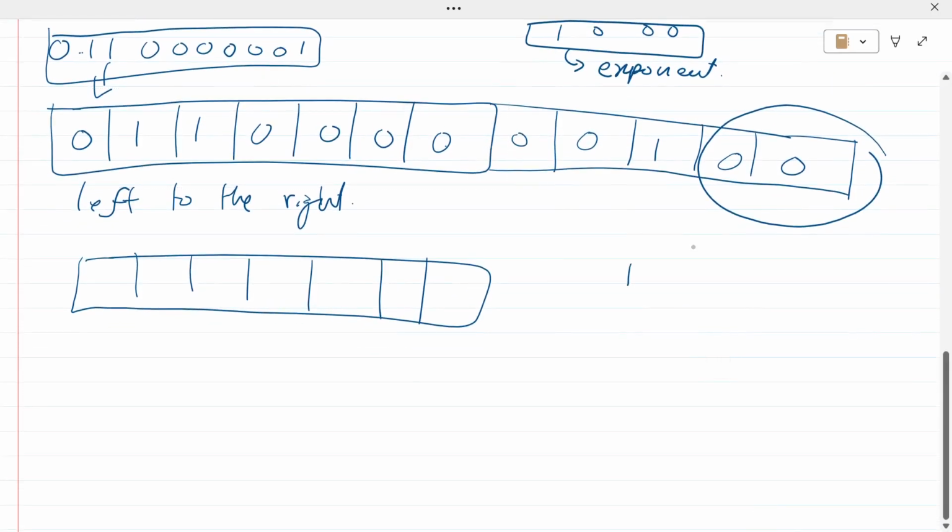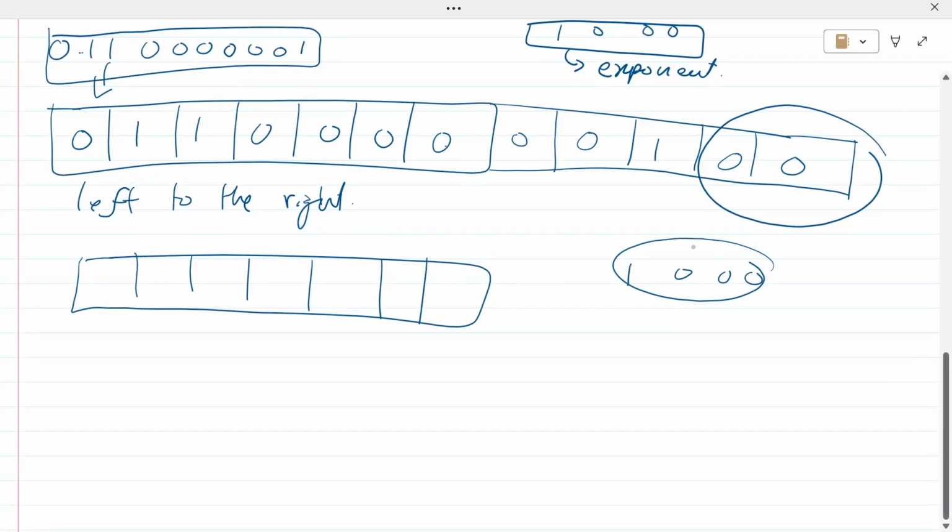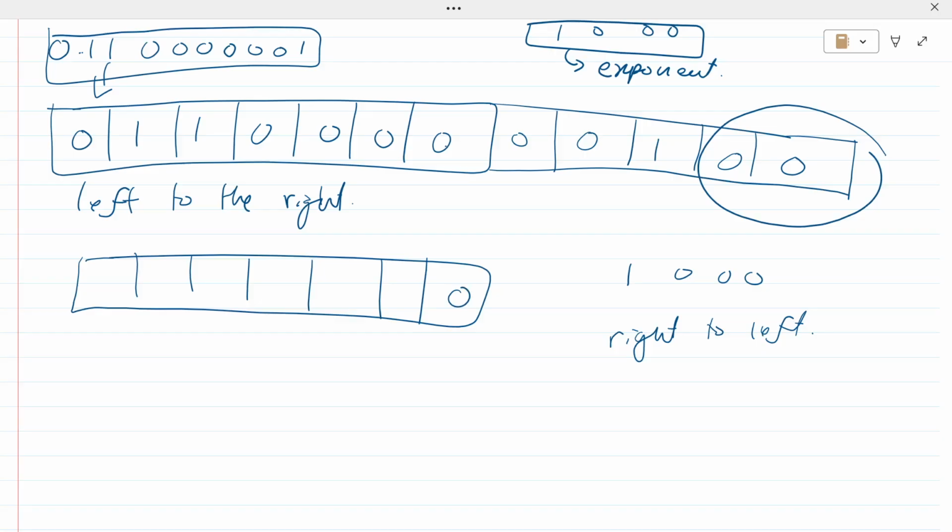We know our exponent is 1, 0, 0, 0. So you don't write it the way you write the mantissa. For the mantissa, if this was the mantissa, I would have written it this way, 1, 0, 0, 0, right? But with the exponent, you write it from right to left. Okay, so this is how we're going to write it: 0 0 0 1, and then for the rest of the bits you just write a 0 in here. This is the exponent, right?